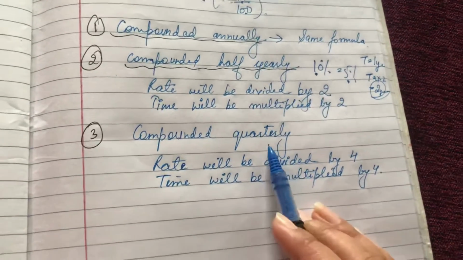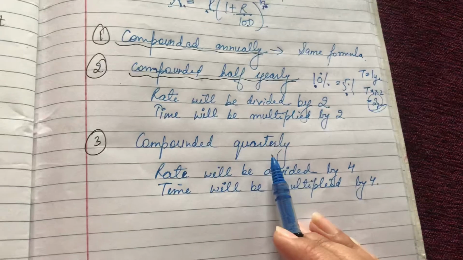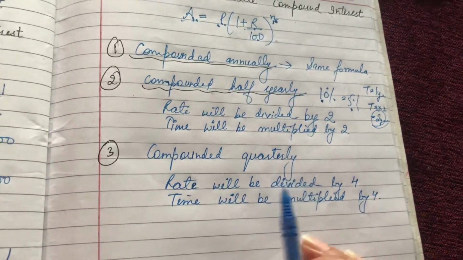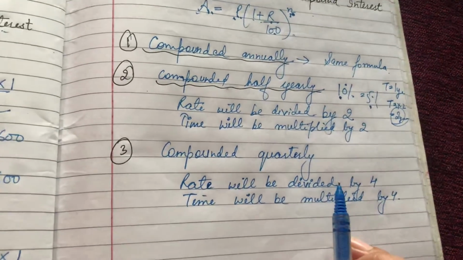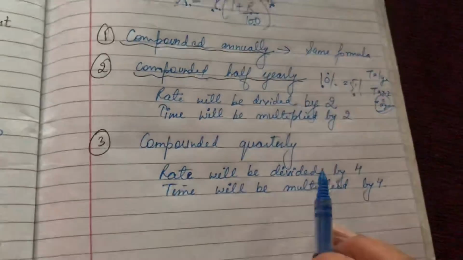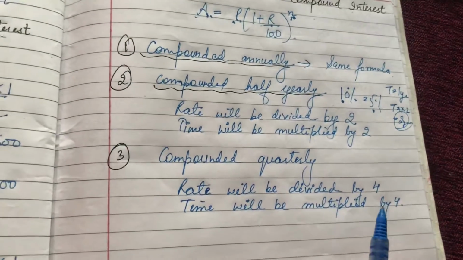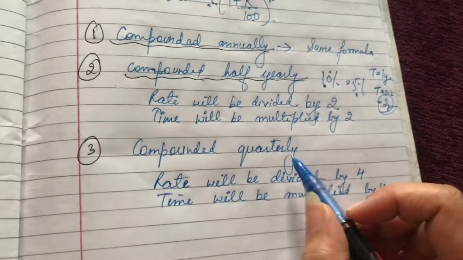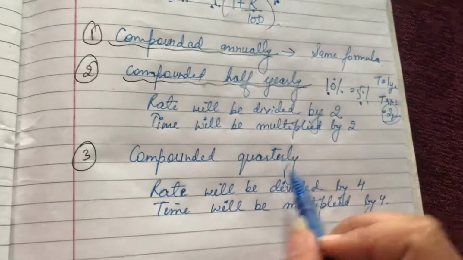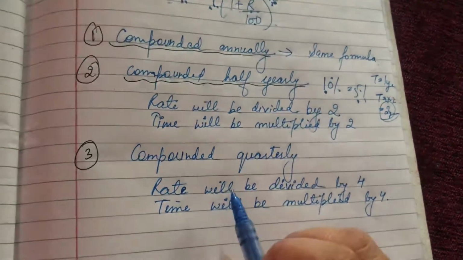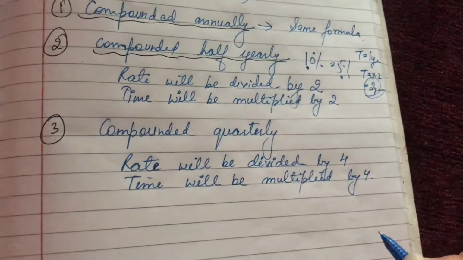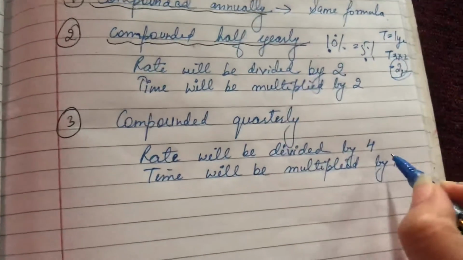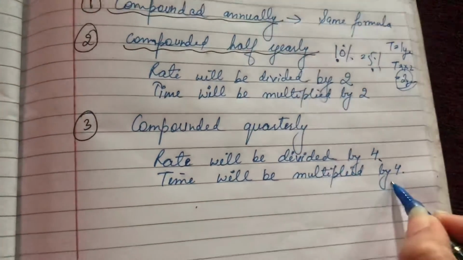Now, if it is compounded quarterly, it means every 3 months. So quarterly means every 3 months, and there are 12 months, so if you divide 12 months by 3, that means there are 4 times. The quarter comes 4 times. So in compounded quarterly, 4 times the interest will be added. So the interest rate will be divided into 4 parts. The conversion periods here are 4. So the rate will be divided by 4 and the time will be multiplied by 4.